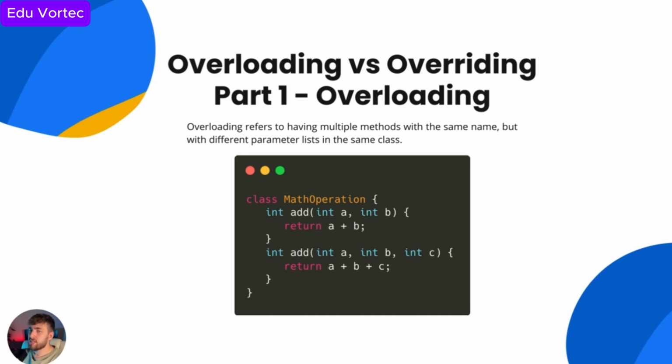Let's take a look at an example to better understand this concept. You can see the example on the screen. In this example, the MathOperation class has two methods with the same name, add, but with different parameters. The first method takes 2 parameters, while the second method takes 3 parameters. This means that you can call either method based on the number of arguments that you need to pass. This is called method overloading, and it's a powerful feature of polymorphism that allows for code reuse and easier readability.